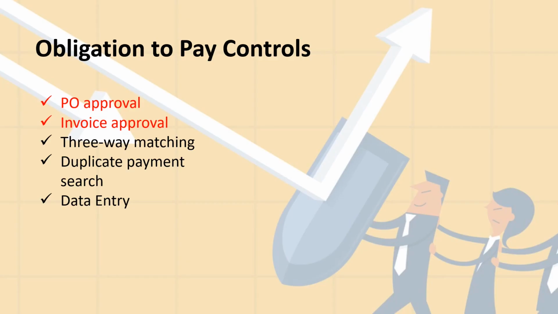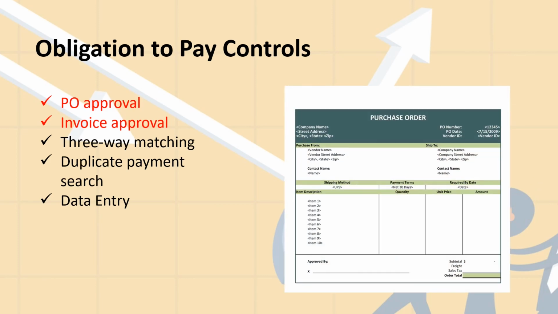Obligation to pay controls are your frontline defense against fraud and mistakes in the AP department. These controls ensure that the right amount gets paid to the right person or entity. This section of the checklist can be broken down into 5 specific controls. The first two are PO approvals and invoice approvals.